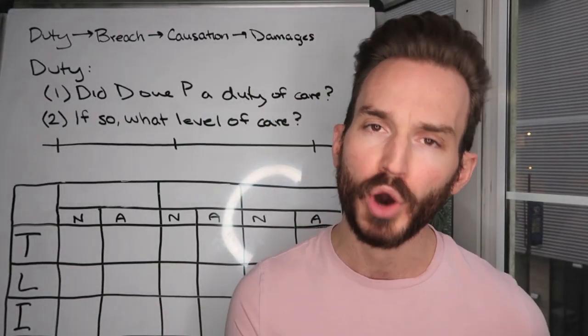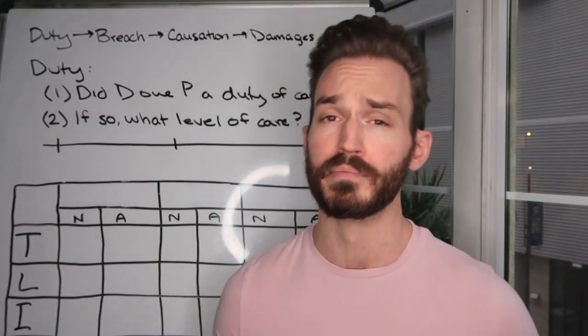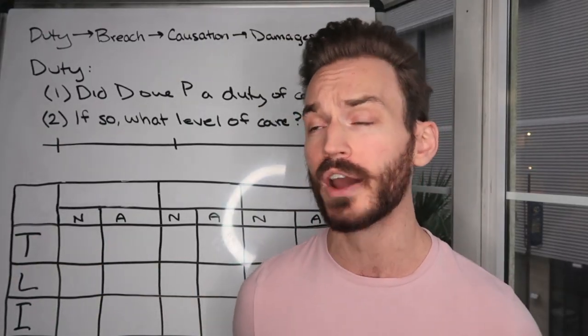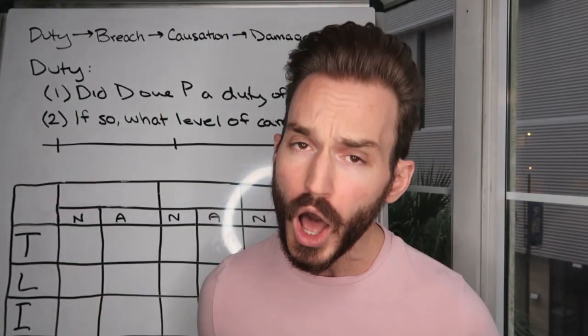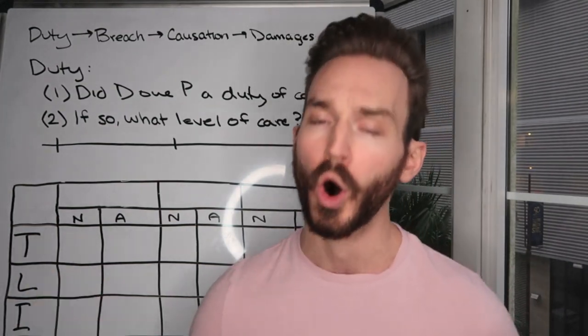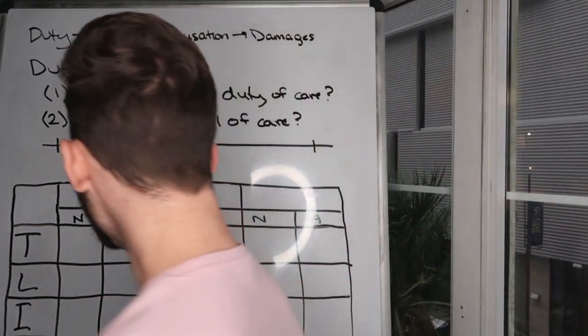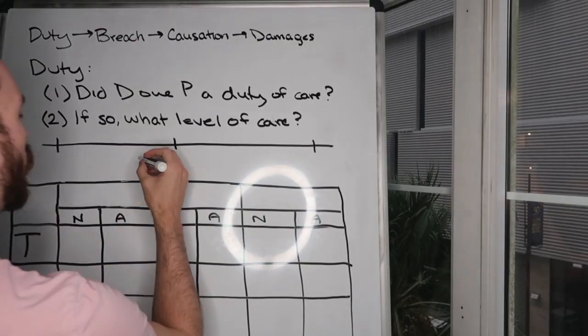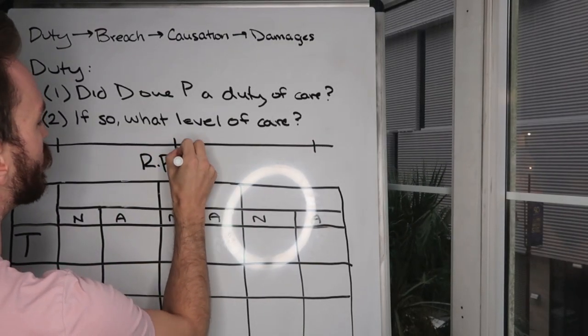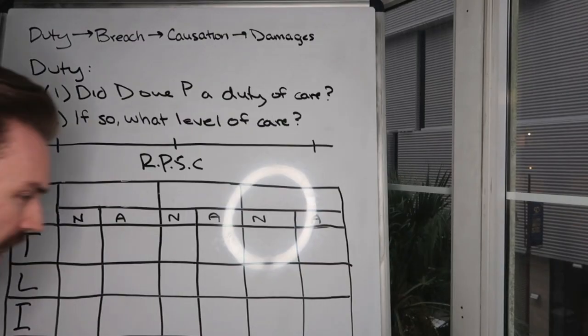Specifically, remember we broke duty down into 2 parts. Number 1, whether the defendant owed the plaintiff a duty of care, and number 2, if so, what level of care did the defendant actually owe the plaintiff? And remember, we said the starting point was the reasonable person standard of care. This is your default standard of care.